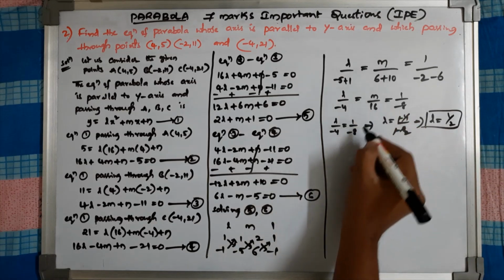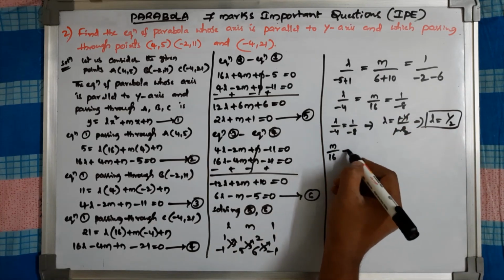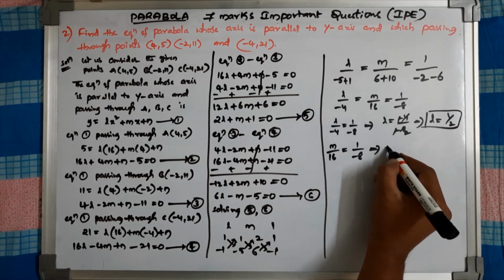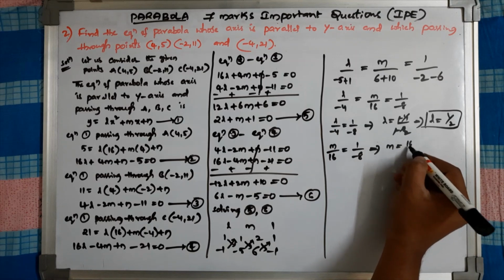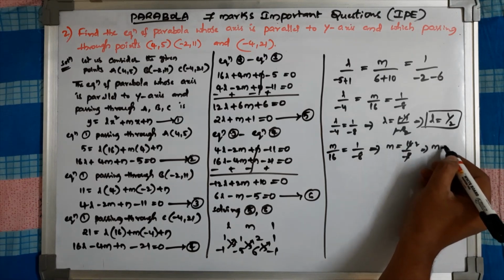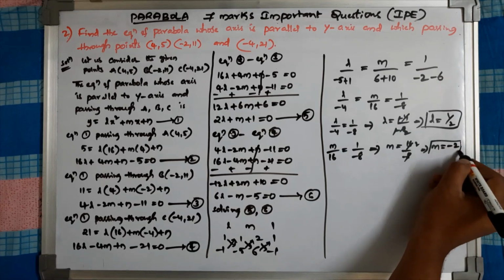And similarly, M by 16 is equals to 1 by minus 8. And you get M is equals to 16 by minus 8. 8 1s are 8, 8 2s are 16. So that M is equals to minus 2.